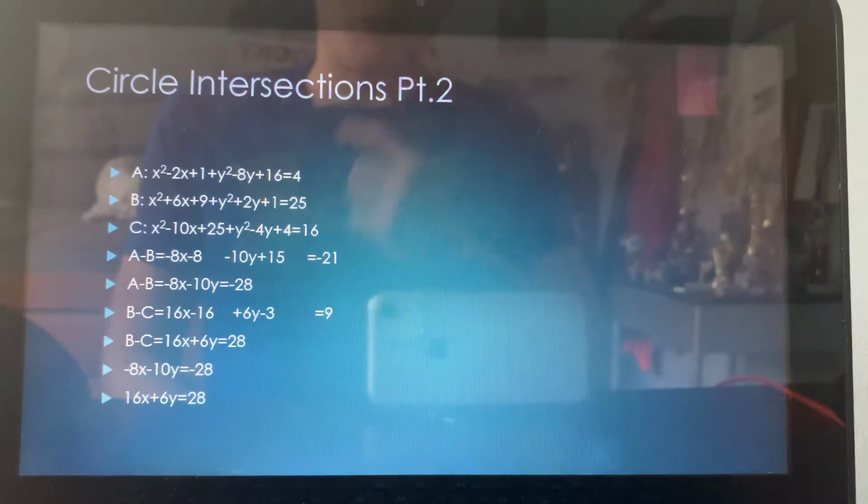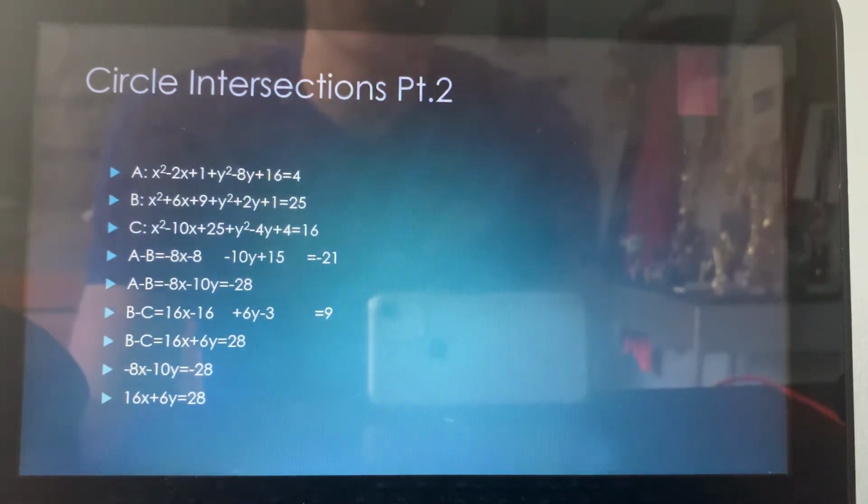And now, to solve for x and y, we solve it like a system of equations. We have to do two equations with subtraction to end up getting two lines. So we'll do A minus B and B minus C. A, B, and C are all circles.